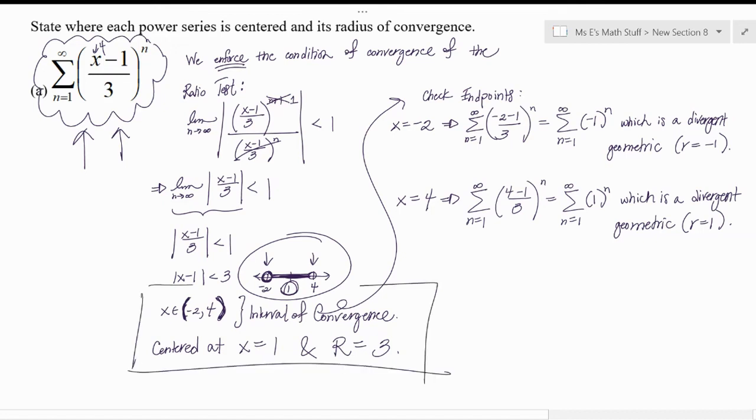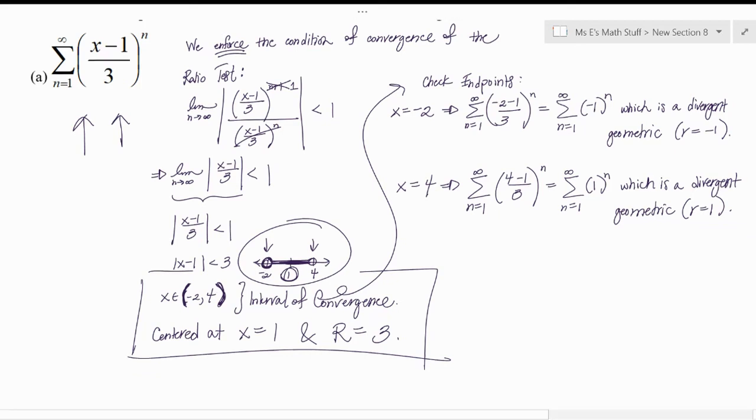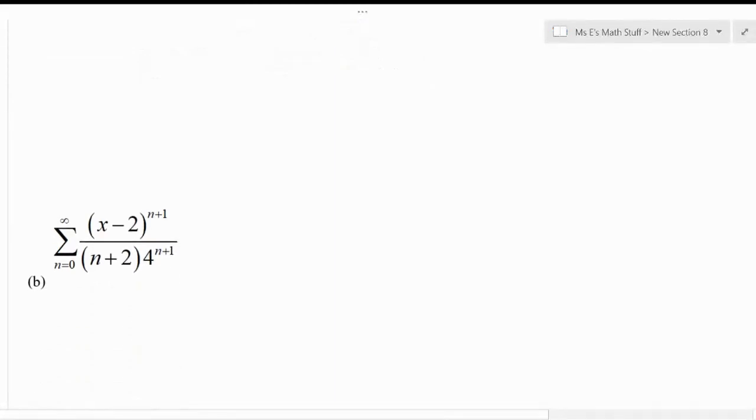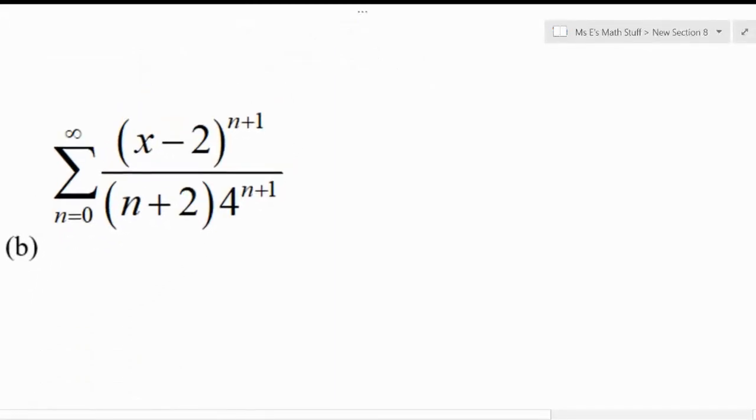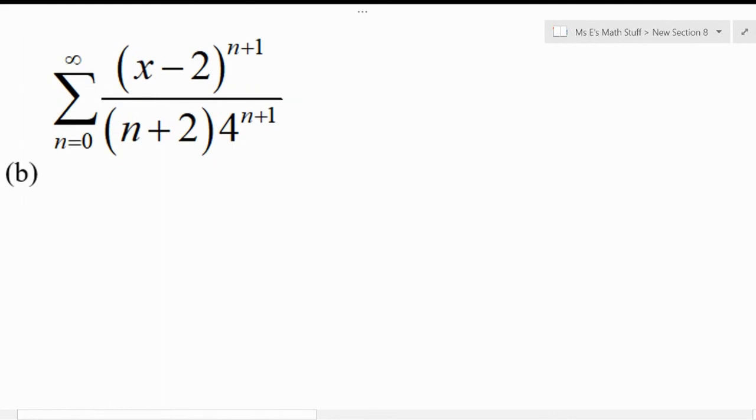Now, I have kind of drug you through the mud on something that you had an easier way to do. This series was geometric, and in the warm-up, you had a way easier way to do it. The reason that I showed you this process is because part B will not be a geometric series. And so this will be the process that you'll use to find an interval of convergence and all that. So with that said, I'd like for you to consider part B here: the sum as n goes from 0 to infinity of this big mess. See if you can find the interval of convergence, where it's centered, and its radius of convergence. Good luck.